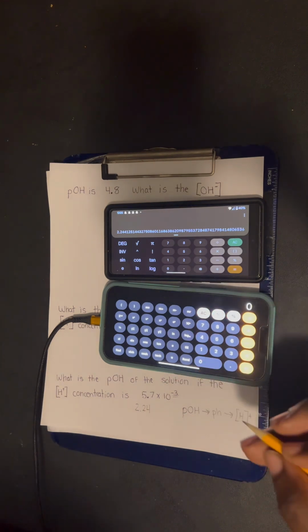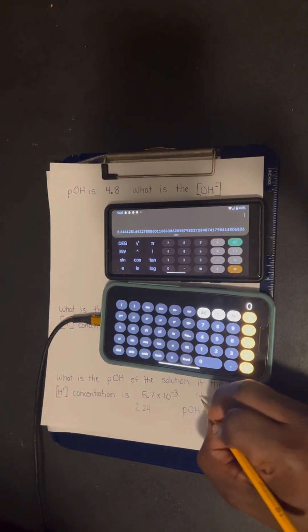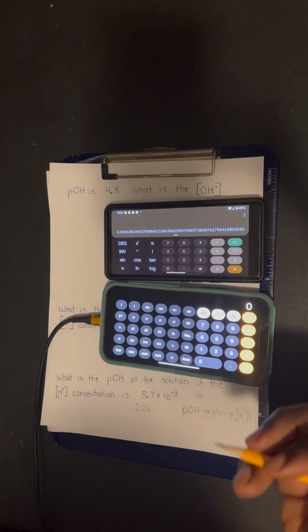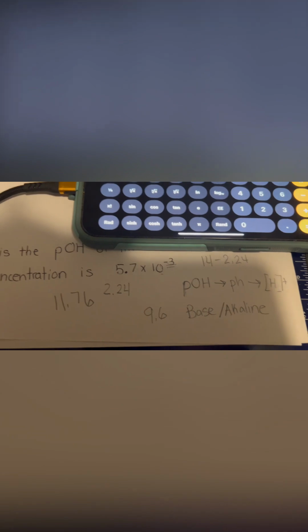In order to find the pOH, I just take 14, because pOH plus pH equals 14. So to get the answer, I just take 14 minus 2.24. And the answer is 11.76. So the pOH for this problem would be 11.76, and that would be a base or an alkaline.